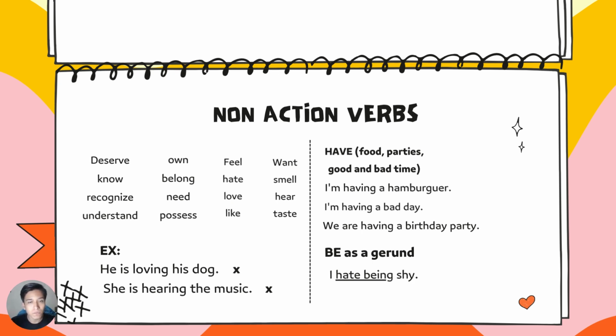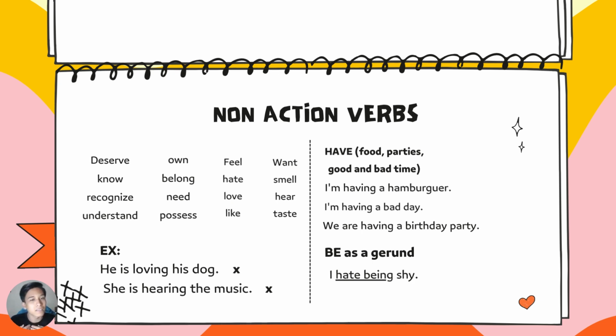And then we have these other verbs that are kind of exceptions, which are the verb have, and the verb be, but when it works as a gerund. Let's talk about the verb have. It is mostly used to express a possession, when we own something. We can use the verb have. We can say I have a car, my sister has 3 daughters.